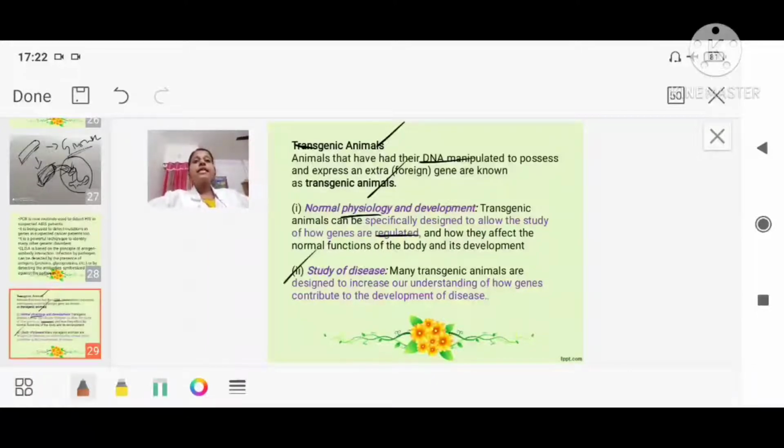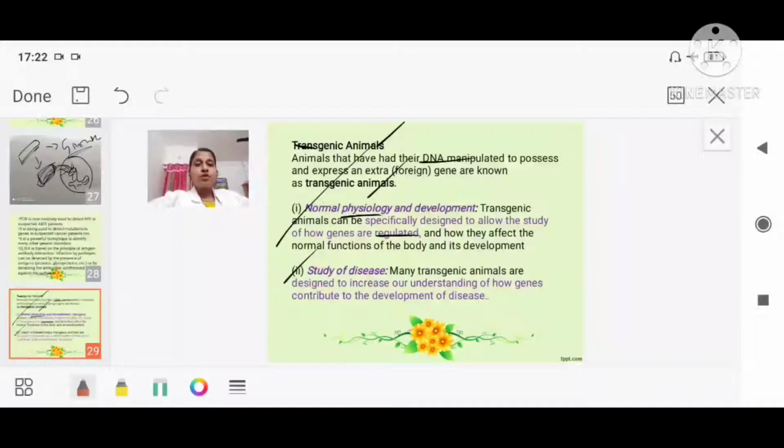Second is the study of diseases. So what is the second step? We are going to learn about the diseases. Some of the diseases you are seeing are because of some genetic defects, right? Some other diseases may be because a pathogen is getting entry into our body and we are developing the disease. So what we can do is develop transgenic animals, specifically when it comes to a genetic defect.